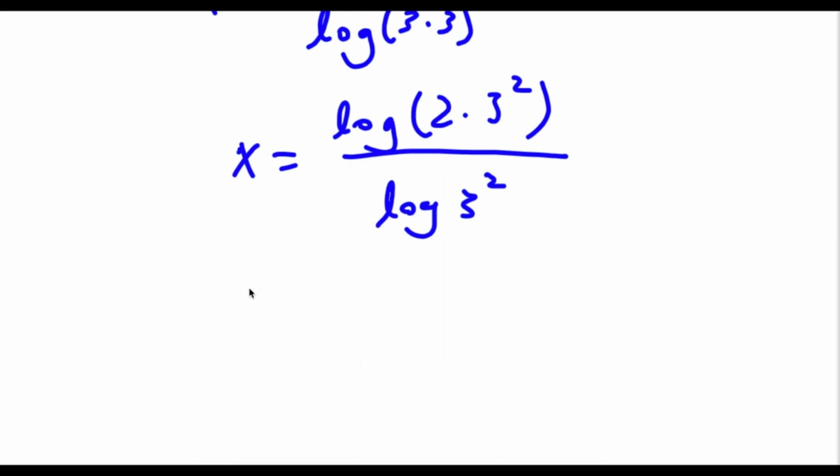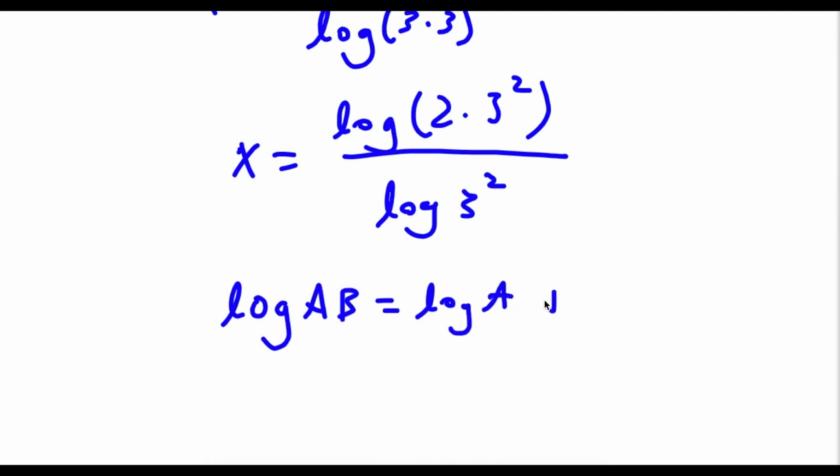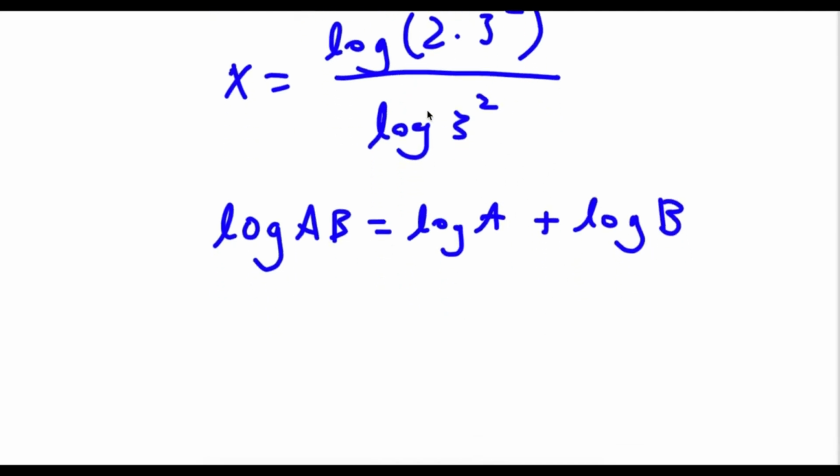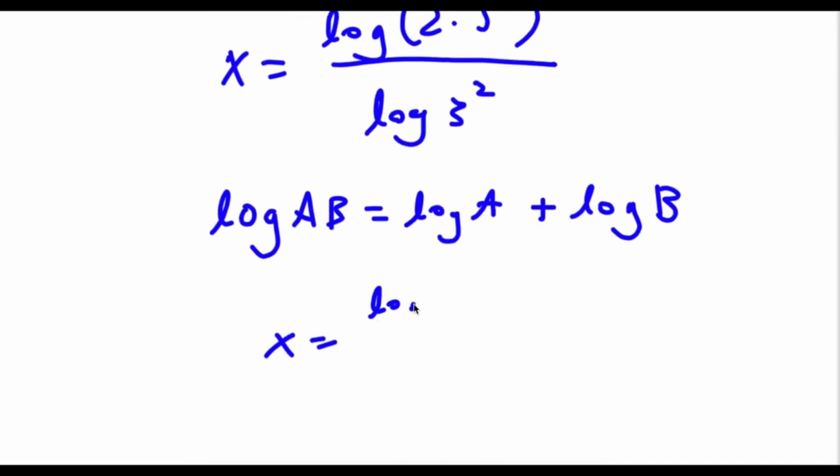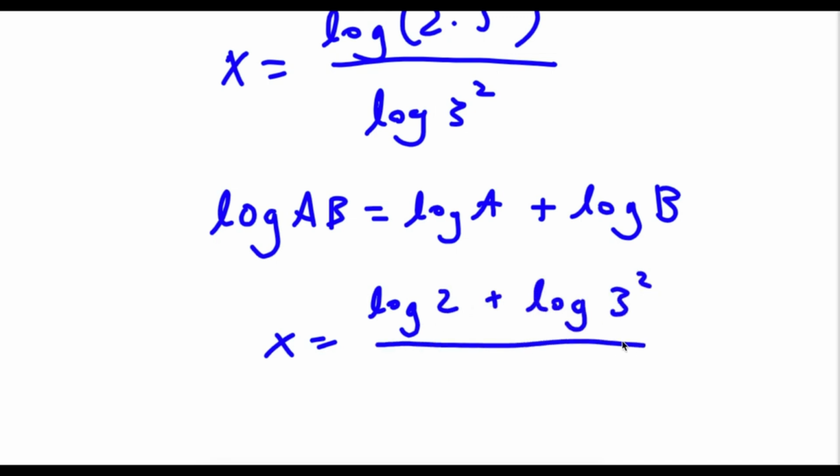Now, if I have something in the form log a times b, this is the same thing as log a plus log b. So in this case, I have log 2 times 3 squared, so this is going to equal log 2 plus log 3 squared. I have this over log 3 squared.